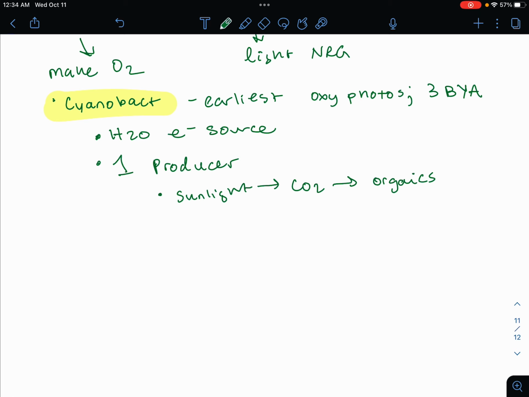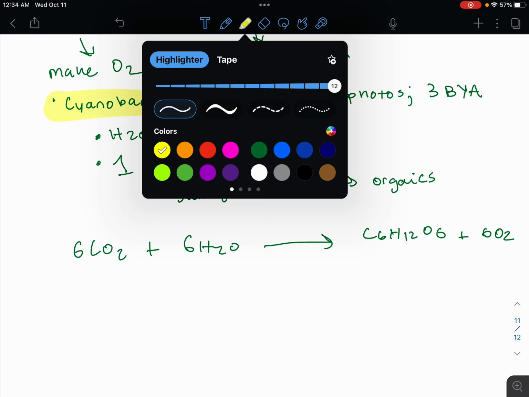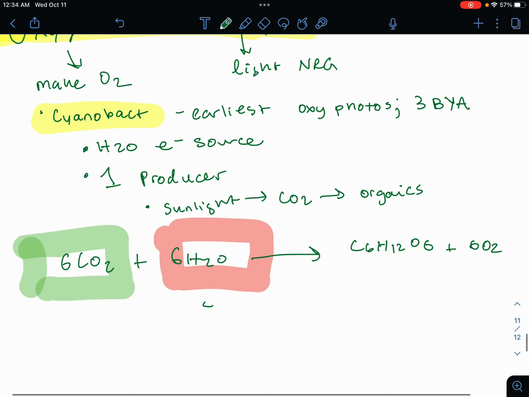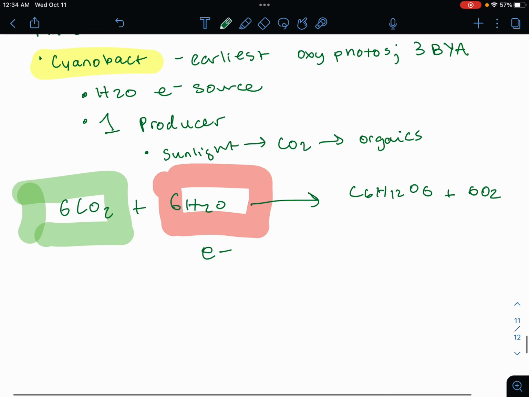Then, of course, their equation might look a tad familiar if you know anything about plants. It's going to be the carbon source, 6 CO2 plus 6 H2O, and of course light energy to make C6H12O6 plus 6 O2. So again, we have our carbon source, we have our electron source, and leave it in the comments what that kind of reminds you of. I should say carbon source there, I think.